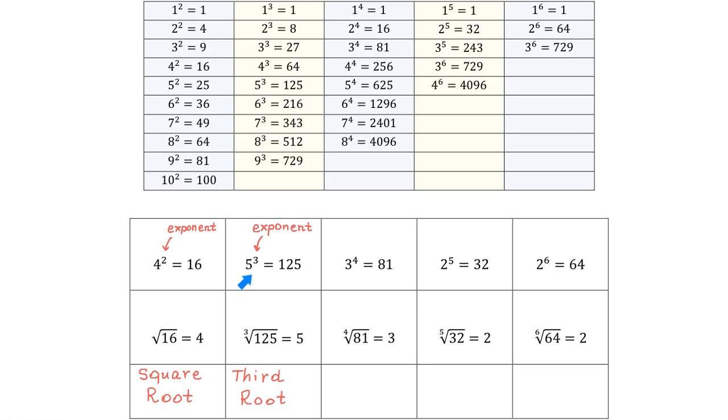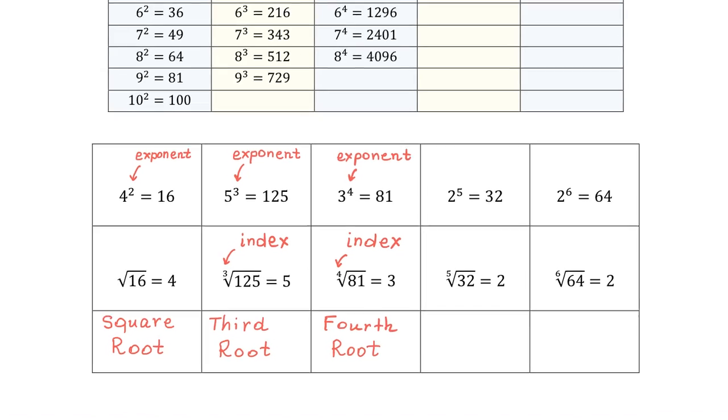Now, if in this expression 5 to the power of 3, 3 is the exponent, in this radical below, this 3 is called the index. In the next column, we have 3 to the power of 4 equals 81. So if we multiply 3 times 3 times 3 times 3, we will get 81. In this expression, 4 is called the exponent. Now, to undo this operation and to find what number was raised to the power of 4 to get 81, we use the fourth root. So what we have here is the fourth root of 81 equals 3. If above, 4 is called the exponent, below, 4 is called the index.